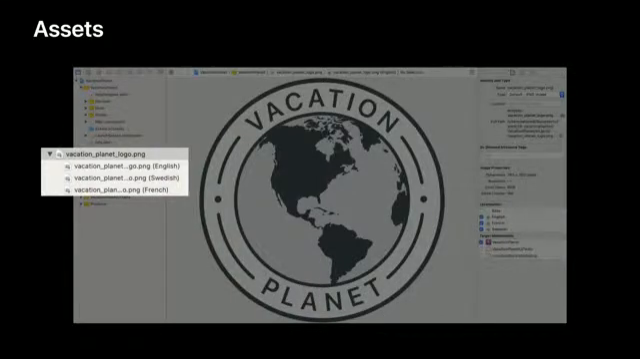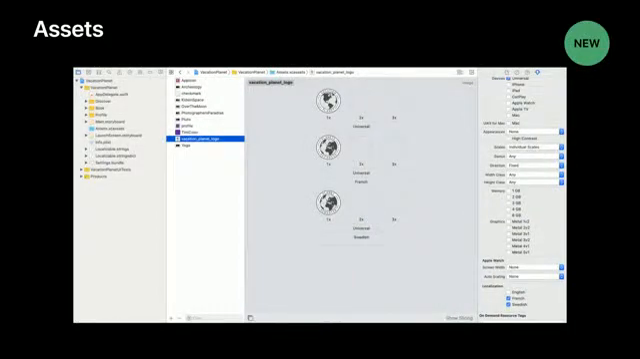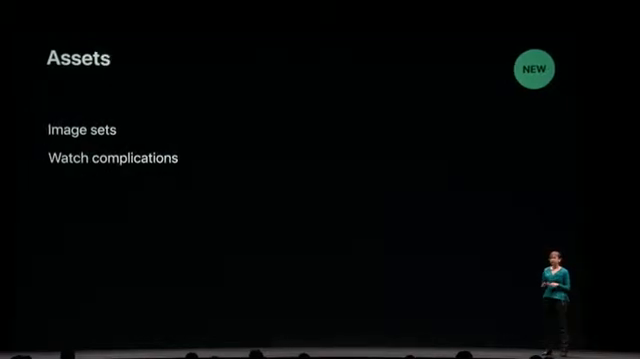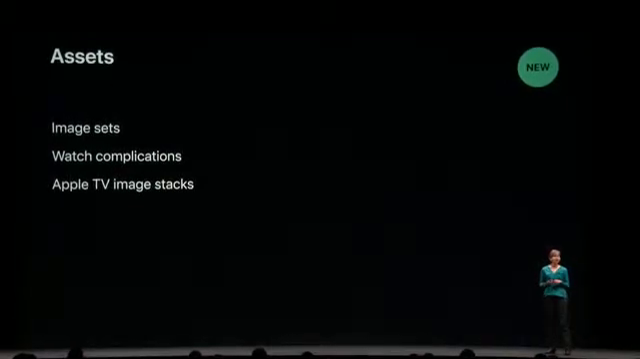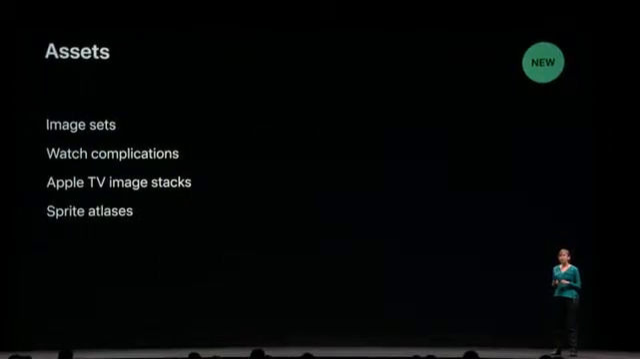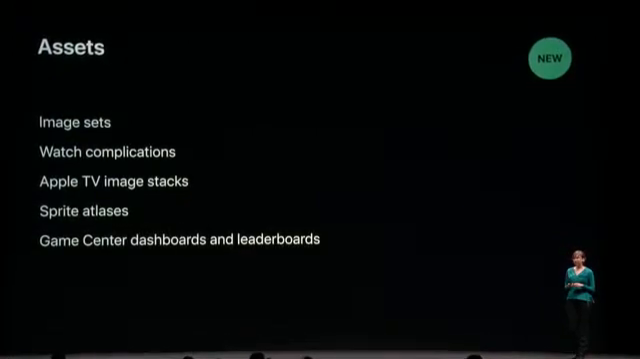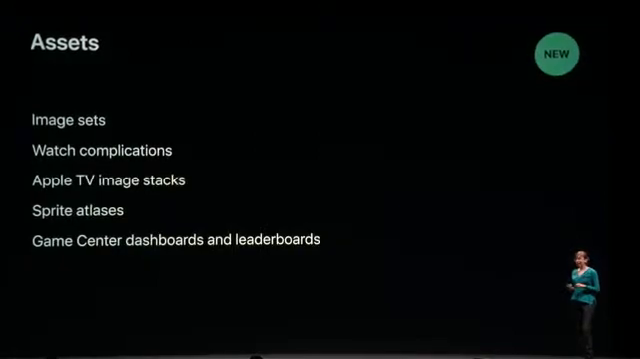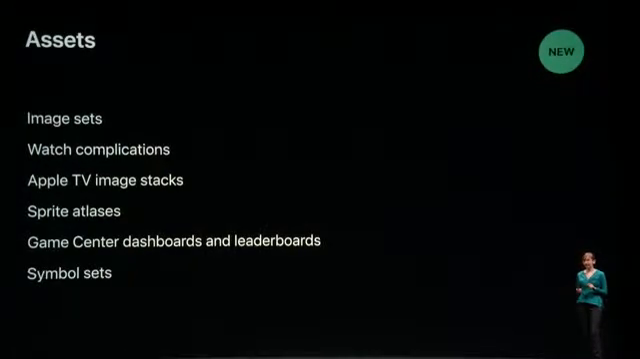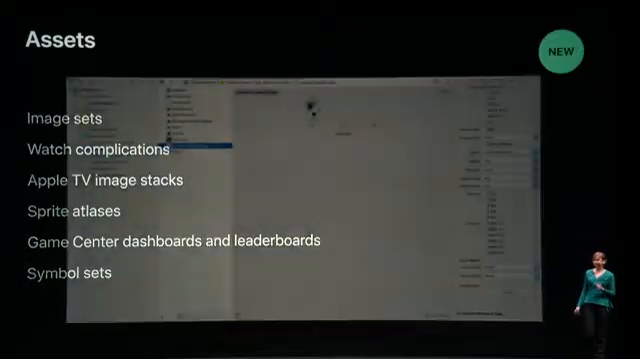Files in your asset catalog, and the localized one's floating around loose. So I'm very excited to announce that starting now, you can localize images directly in your asset catalog. This means you can now localize your image sets, watch complications, Apple TV image stacks, sprite atlases, Game Center dashboards and leaderboards, as well as the new symbol sets. So let's take a look at how you do that.